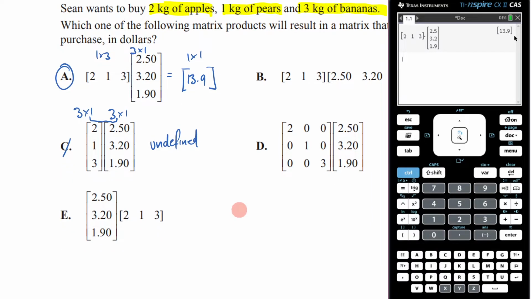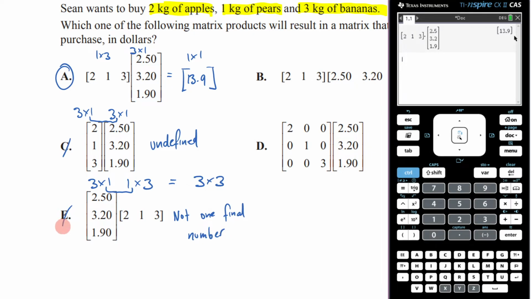The next one we have here, I've got 3 rows by 1 column. And here I've got 1 row by 3 columns. Now this is going to work. The 1 by 1 allows me to do this matrix multiplication. But you see how my answer is going to end up being 3 by 3? It's not a 1 by 1. So I don't have one final number, which is what we want. We want the total cost of everything here.